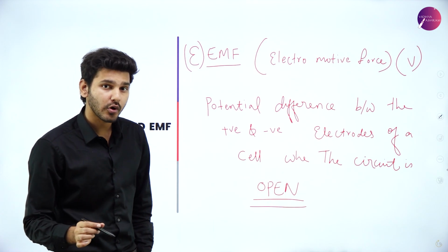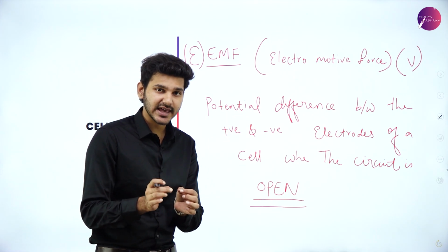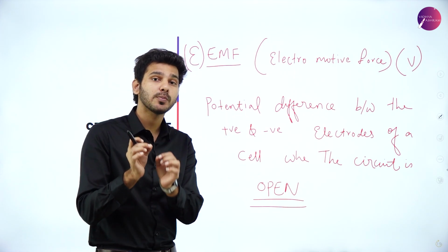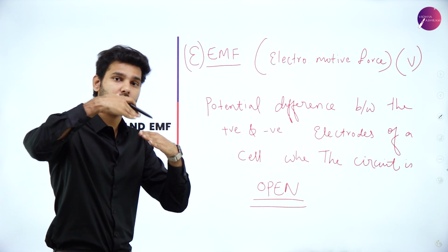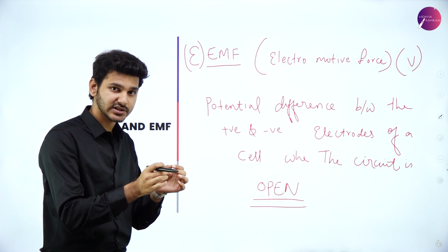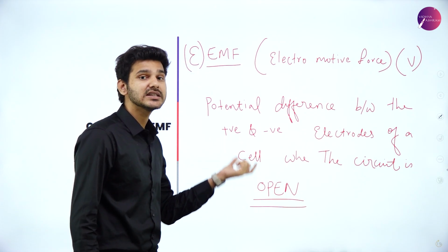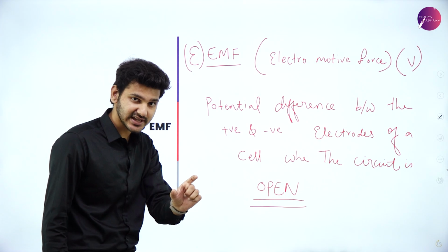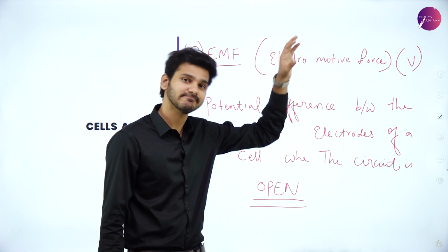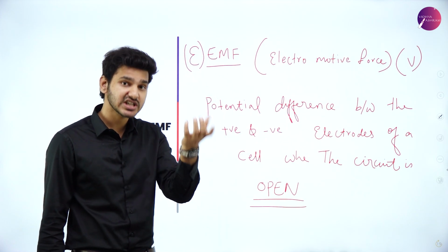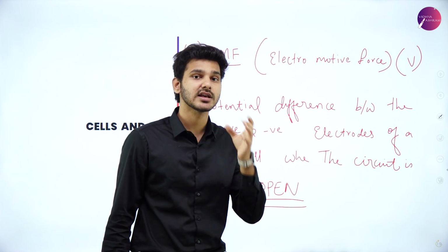It is very important that when you define a cell in terms of EMF, we are saying that it is in an open circuit. That is, the switch is off. The circuit is open, it is not closed. So there is no current flow within the circuit. No current is taken from the battery, and that particular voltage of that particular cell is known as EMF or electromotive force, which is actually not a force, but the potential difference between the two electrodes, that is between the positive end and the negative end.